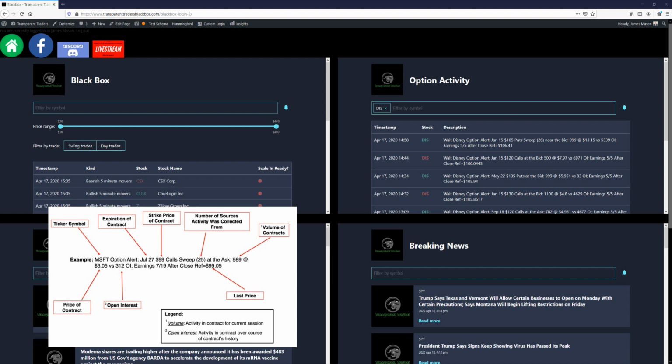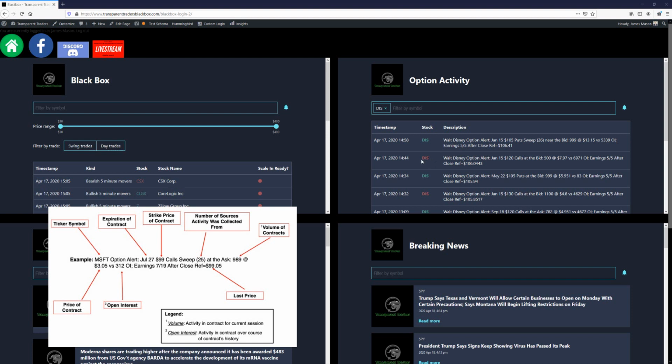So moving forward, right here, we see the volume of contracts. This is how many that were executed. And this was the price. Right here, we have the open interest. And then coming down, we have the earnings date. And this price right here is just the last closing price for when this was traded.